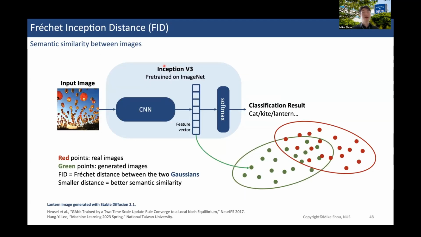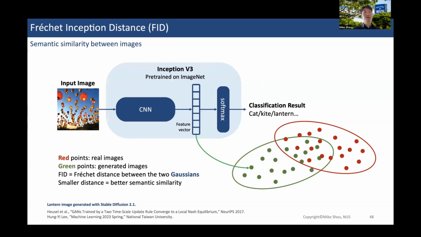So the first one is FID. The FID is essentially measuring the difference between two distributions, the distance between these two distributions. For these red dots, they correspond to the real images, and the green dots are for the generated images. They are operating in the feature space, which is from the Inception V3 model.